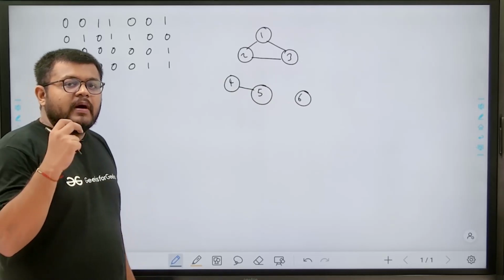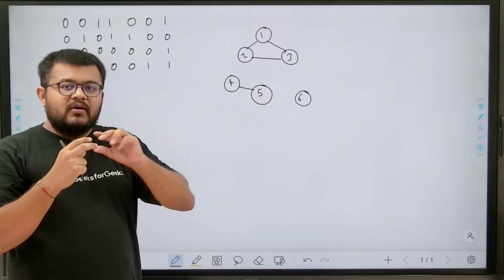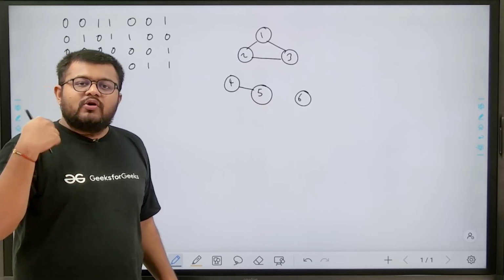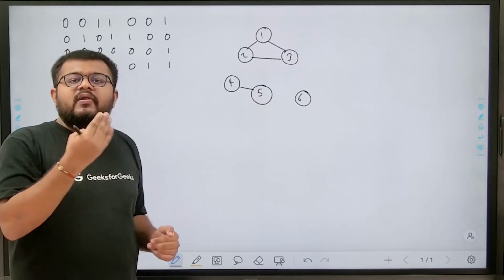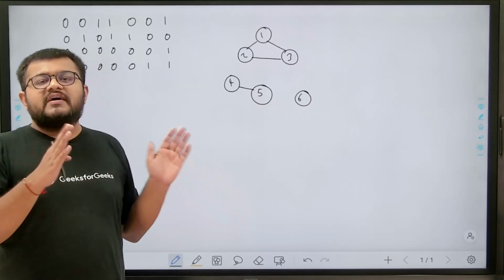We can loop from i equals 1 to n, that is, node number 1 to n, and for each node which is not visited before, we will call a DFS on it and visit all the adjacent nodes to it.